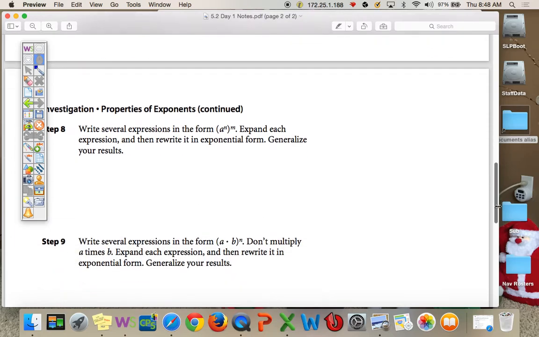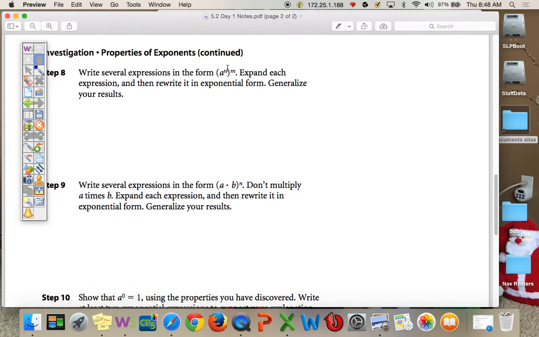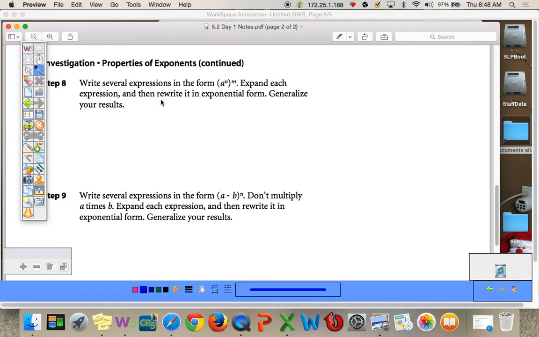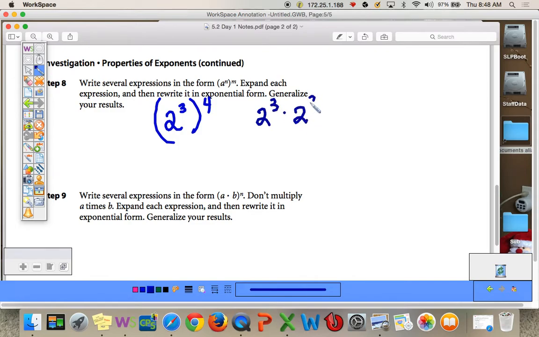Okay, next rule. How about a to the n to the m? Let's just make one up here. So let's say I had 2 to the third power to the fourth power. So this one, we could write this out as 2 to the third times 2 to the third times 2 to the third times 2 to the third. From rule number 1, we know we can add the exponents if it has the same base and it's being multiplied. So this is 2 to the 12th. Well, what's a faster way to get the 12? We can multiply 3 times 4 to get the 12.